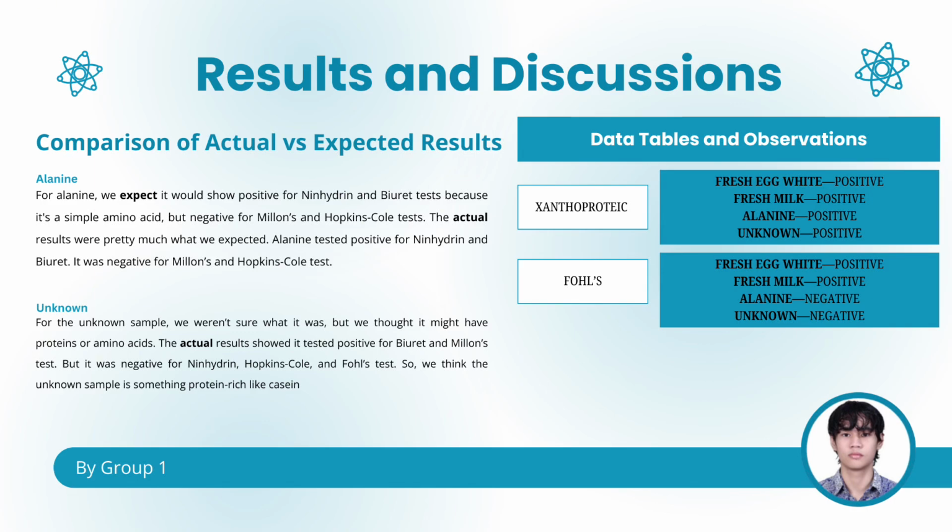For the unknown sample, we weren't sure what it was, but we thought it might have proteins or amino acids. The actual results showed it tested positive for Biuret and Millon's test, meaning it has proteins and probably tyrosine. But it was negative for ninhydrin, Hopkins-Cole, and Foll's, which means it doesn't have free amino acids, tryptophan, or sulfur-containing amino acids. So we think the unknown sample is something protein-rich like casein, but without sulfur or free amino acids.